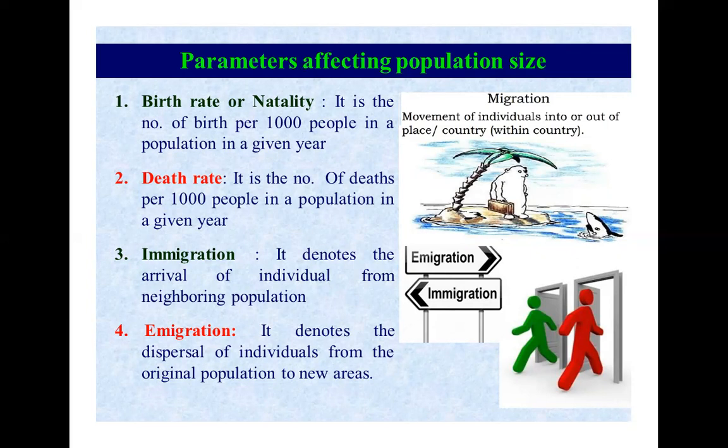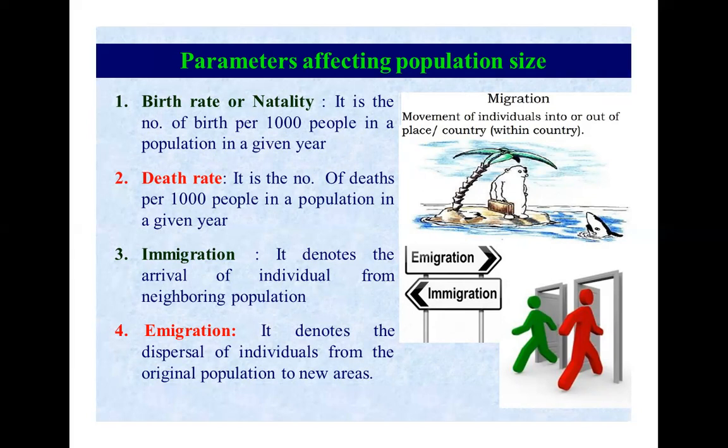The third is immigration. Immigration denotes the arrival of individuals from the neighboring population, meaning the populations scattered in the surrounding area gather from the neighboring area at a particular place. The accumulation of the population in a particular area can be defined as immigration.